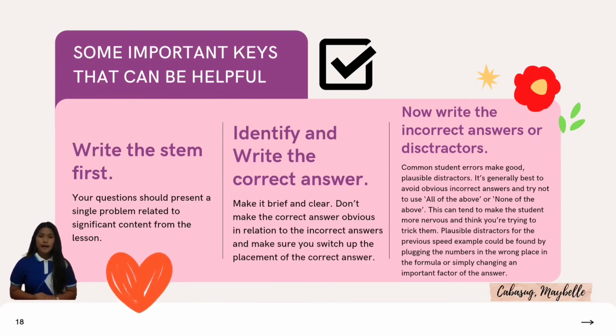Common students' errors make good plausible distractors. It is generally best to avoid obvious incorrect answers and try not to use all of the above or none of the above. This can tend to make the student more nervous and think you're trying to trick them. Plausible distractors for the previous speed example could be found by plugging the numbers in the wrong place in the formula or simply changing an important factor of the answer.